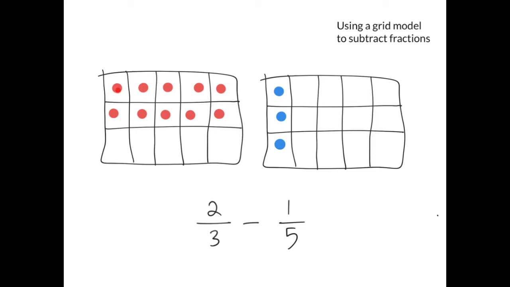If we count this up, there's 1, 2, 3, 4, 5, 6, 7, 8, 9, 10. Here there is 3. And if we were to see the difference, which is subtraction, what is the difference between this grid and this grid? Well, there are 7 more dots here than this one because there's 3. And that's another way we're able to use the grid method to solve a subtraction question for fractions.